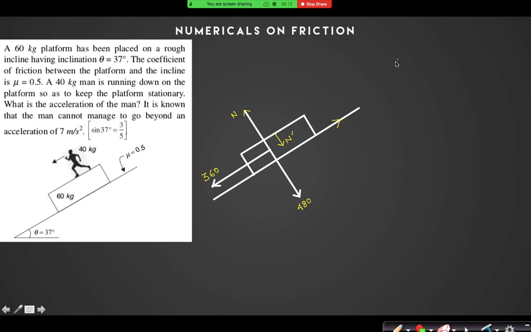Let us draw the free body diagram of the man. In the free body diagram of the man, can you tell me what is the type of friction that is acting in between the man and the platform? Kinetic friction or static friction? It is static friction. So man is moving. As I have already mentioned, I think in some question. If not, then you need to understand this one.